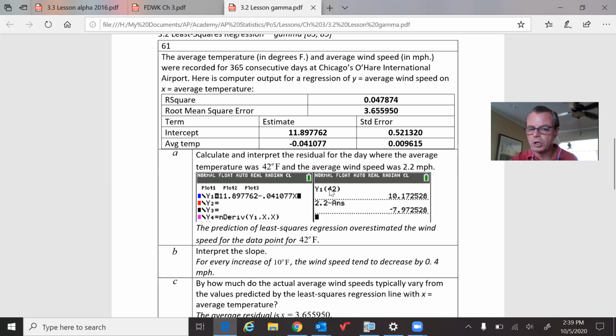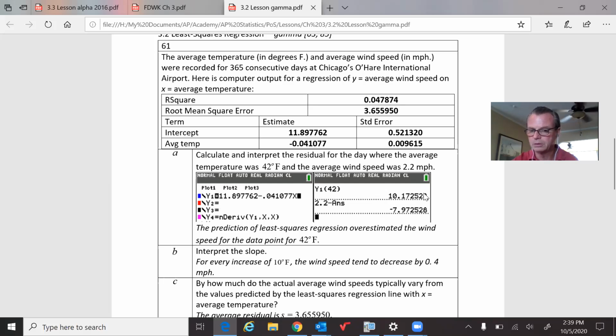So if you put 42 into the regression equation, you get this output, about 10.2 miles per hour. Except what? The actual value on that day was 2.2. And a residual was observed, and 2.2 was observed. Take away expected. Expected is what you got out of the regression equation. So the residual is negative.